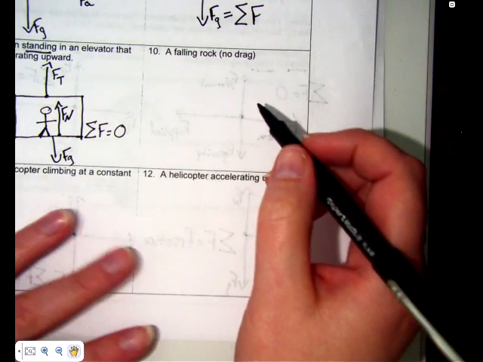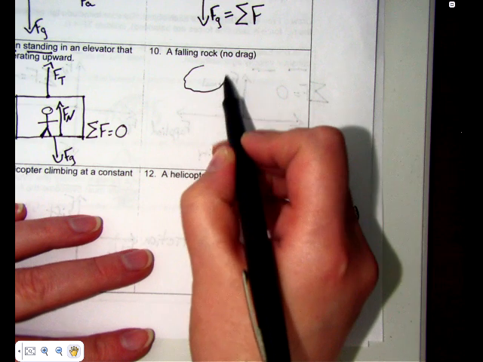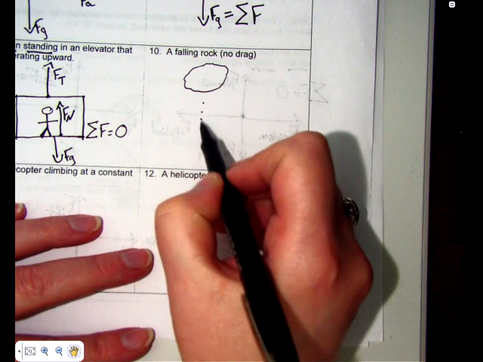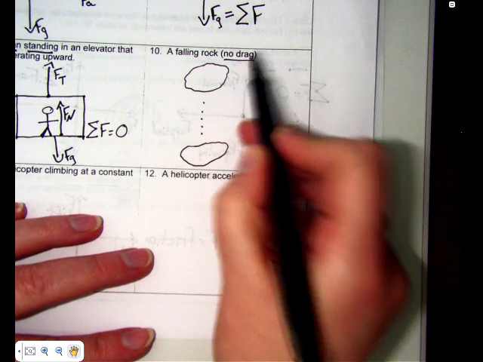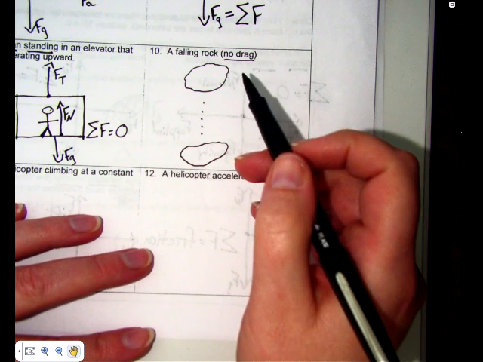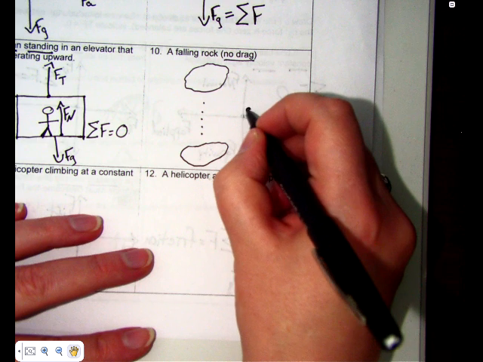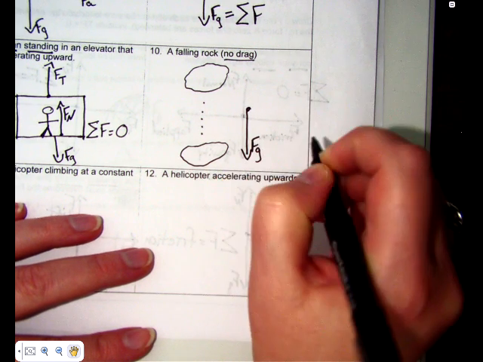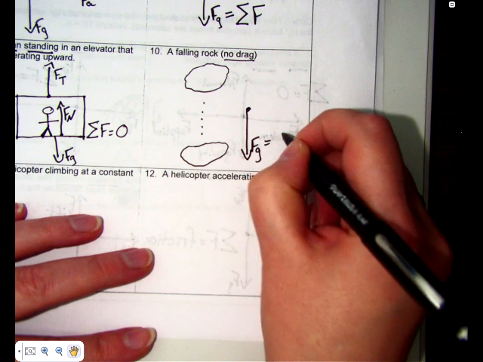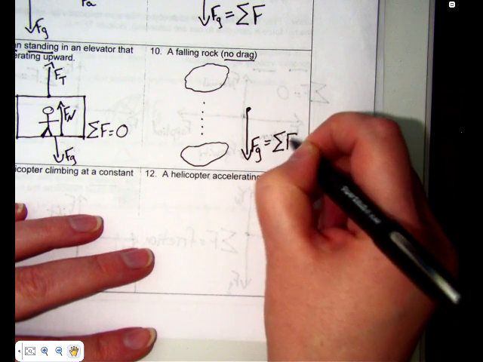Alright, a falling rock. This is about as good as my drawings get. Okay, and according to this it says no drag. So we have the force of gravity here pulling the rock down, and that's our source of our net force.